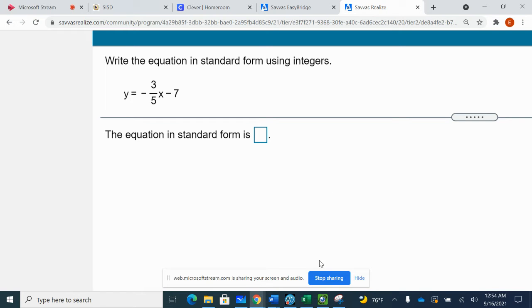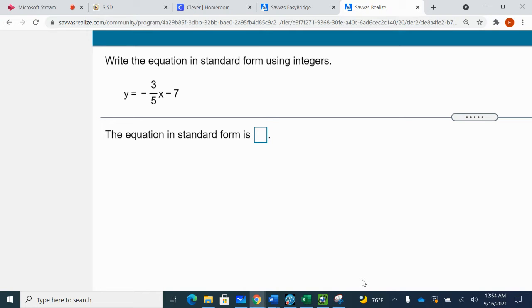All right. And last but not least, problem number 12. This is the really long problem that took us the longest, like a 10-minute problem. I think problem number 6 should make a little bit more sense. All right. So here, we're writing the equation in standard form using integers, right?